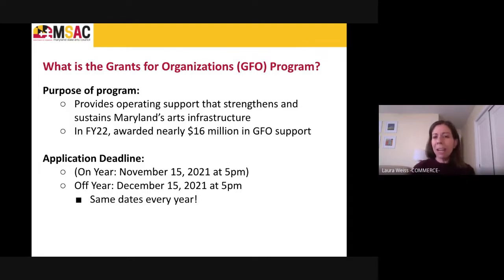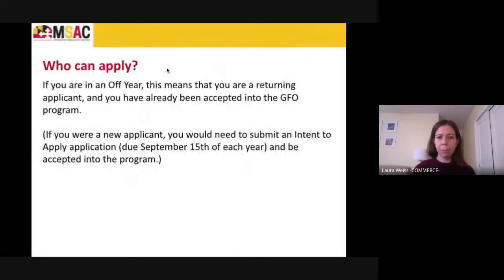And just something to pull out so that you can mark it on your calendars for future years. These are always the dates for on years and off years. Every single year, on year is due on November 15th. It doesn't matter if it's a weekend or weekday, it's always November 15th. Off year is always December 15th, and always at 5 p.m. for all of those.